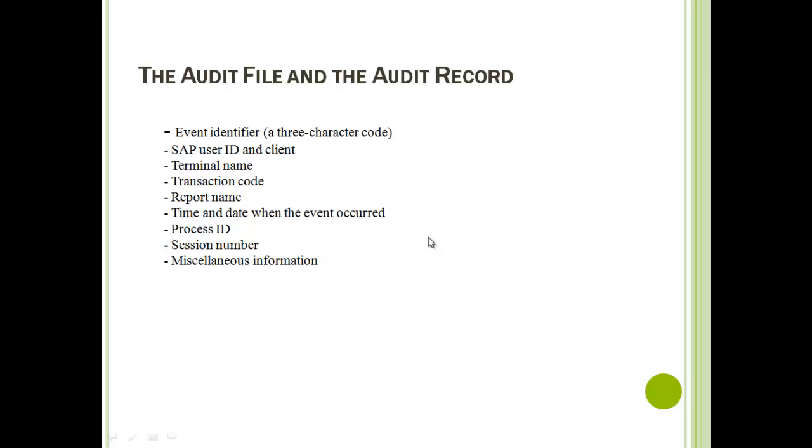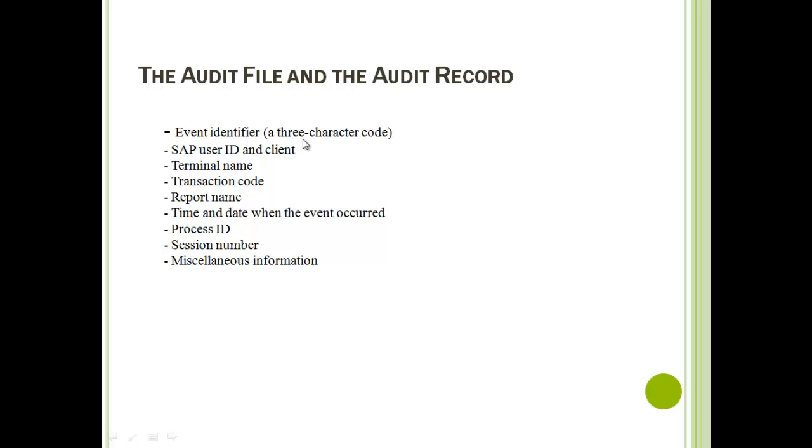Let's say when an event occurs that needs to be audited, the system generates a corresponding audit record for the audit message and writes it into that file. The audit record contains the following information: the event identifier, which is a 3-character code, the SAP user ID as well as the client in which this event has occurred, then the terminal name. The terminal name means the computer name.